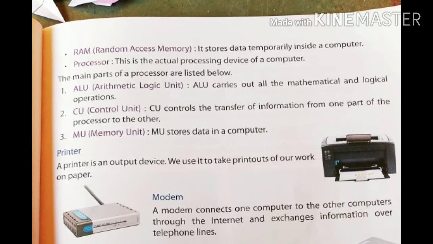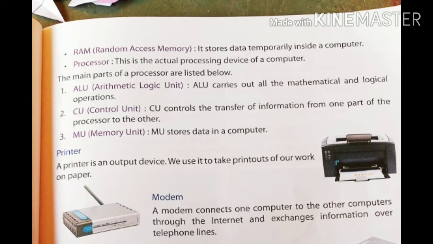Next one, RAM, random access memory. It stores data temporarily inside a computer. Processor: this is the actual processing device of a computer. Children, listen. The main parts of a processor are listed below. First one, ALU, arithmetic logic unit. ALU carries out all the mathematical and logical operations.